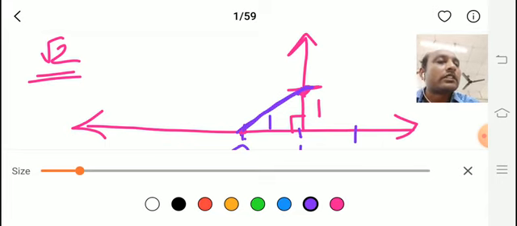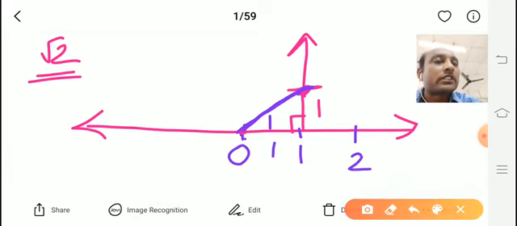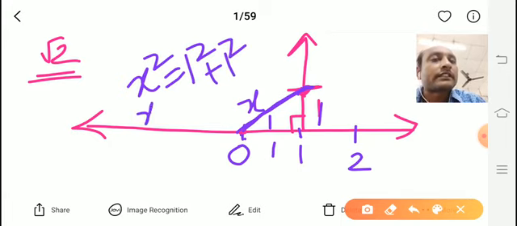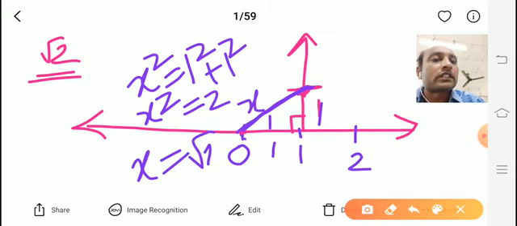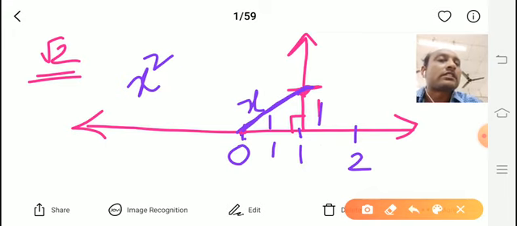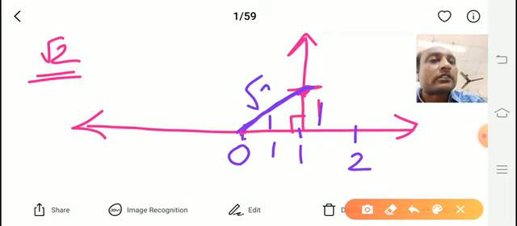So we know very well this is 1 unit and this is 1 unit. So x, if I take this one, x square is equal to 1 square plus 1 square. So x square is equal to 2. So x is equal to root 2. So this length is root 2. Now I wanted to represent this root 2 on the number line.